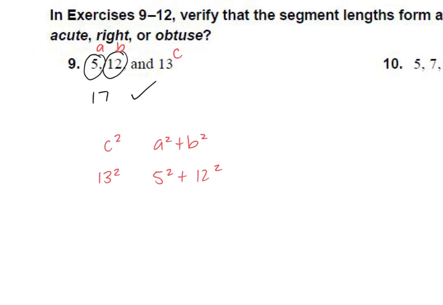13 squared is 169. 5 squared, 25, and 12 squared, 144. If you add these together, you get 169 compared to 169. Those are equal, right? Just put equal signs all the way through. And what happens if c squared equals a squared plus b squared? It's a right triangle, okay?